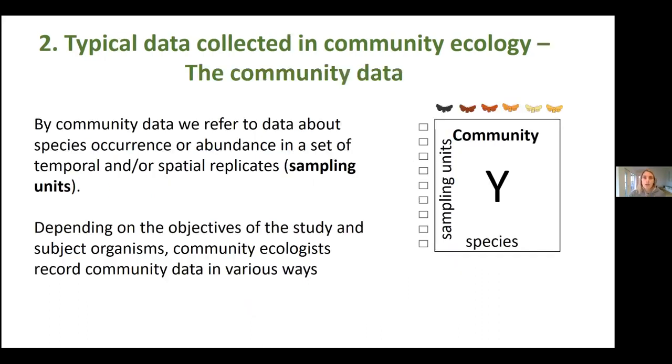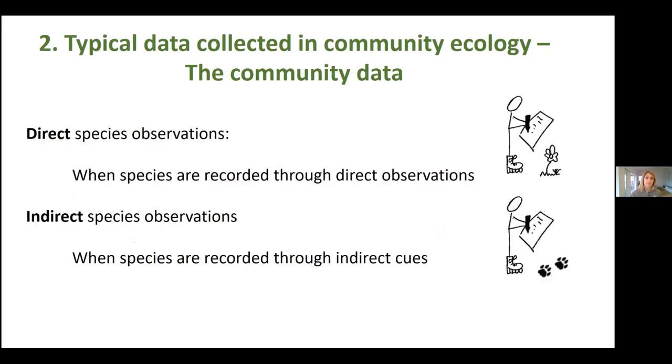Through the book and through the course, we talk a lot about the community data. When we are talking about the community data in this course and in the book, we refer to the data about the species occurrence or abundance in a set of temporal or spatial replicates, which we refer to as sampling units. So depending on the objectives of our study and subject organisms, we record the community data in very different ways.